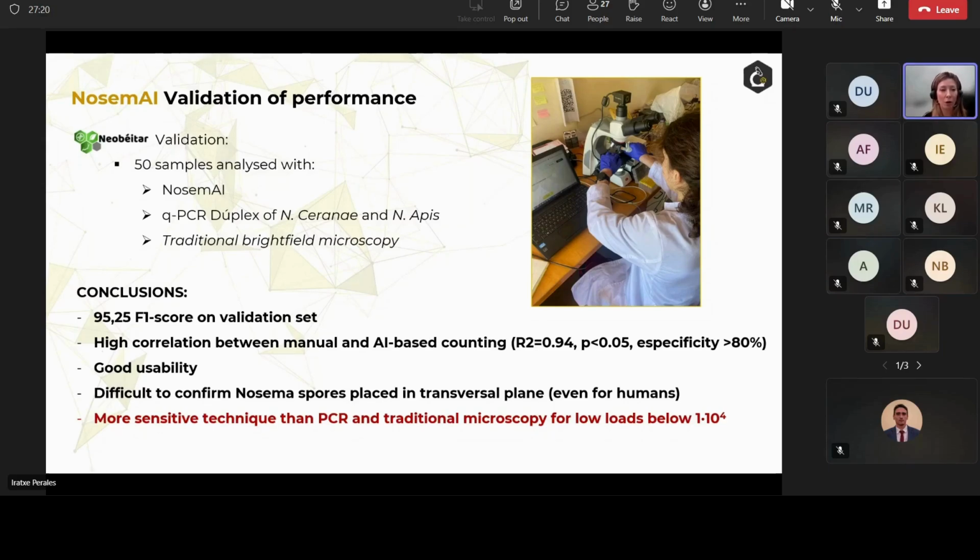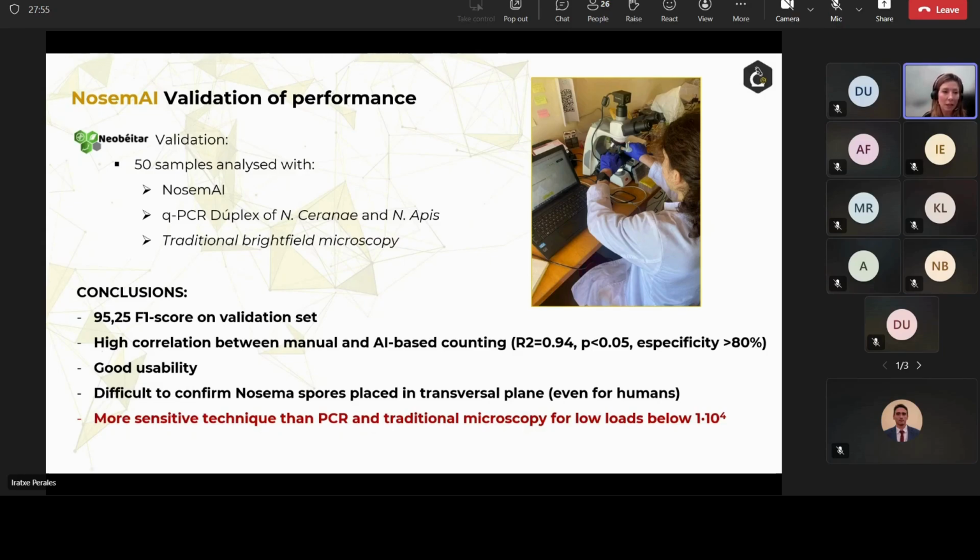And the only problem that they confirmed was that the Nosema spores placed in the transversal plane look like circles, rounded, and the AI model was not always able to identify them correctly. They reported that even humans sometimes did not count these rounded spores because of the circular shape. So even for them it was very difficult to identify and count.